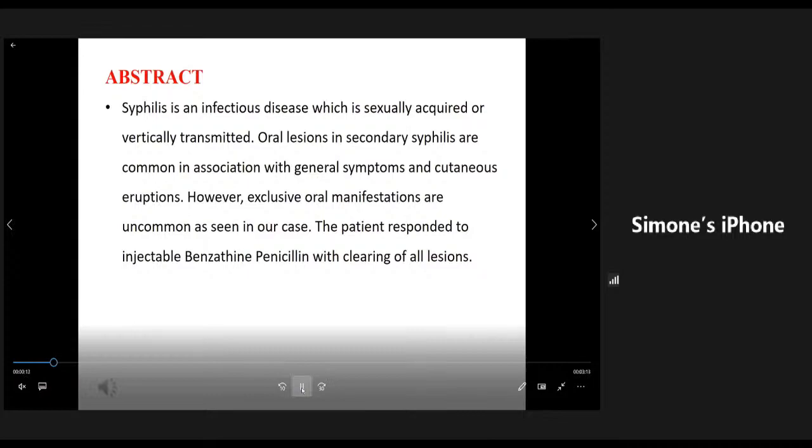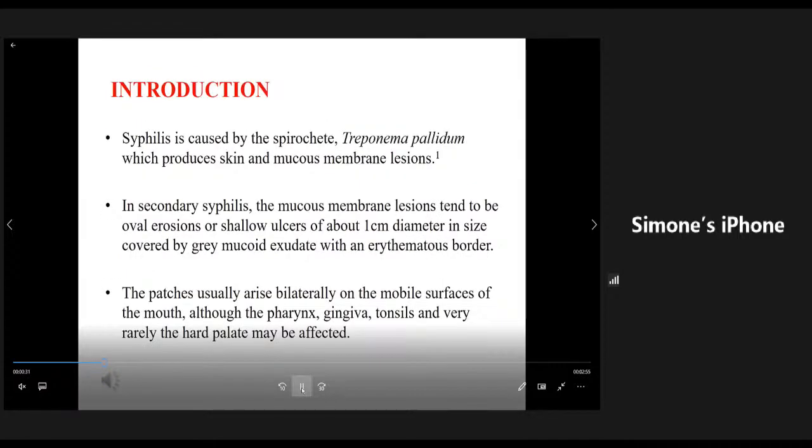Syphilis is an infectious disease which is sexually acquired or vertically transmitted. Oral lesions in secondary syphilis are common in association with general symptoms and cutaneous eruption. However, exclusive oral manifestations are uncommon, as seen in our case. The patient responded well to injectable benzathine penicillin with clearing of all lesions.